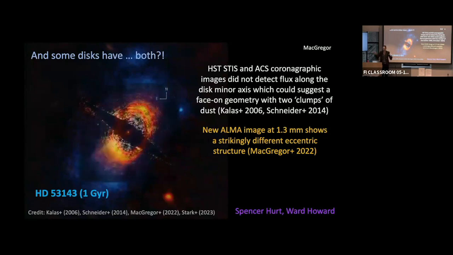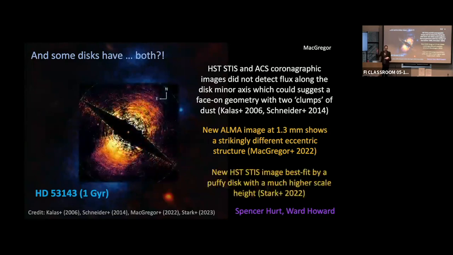The Hubble observations want a scale height of almost like 30%. So they actually suggest that somehow the larger material, the Kuiper belt objects and the larger grains, are confined to this midplane that's eccentric. And the smaller micron-sized grains that we're seeing with Hubble are somehow getting kicked out of that midplane into a much more puffy structure.